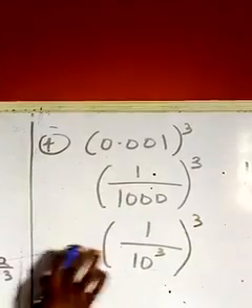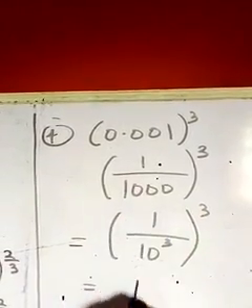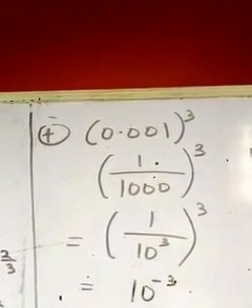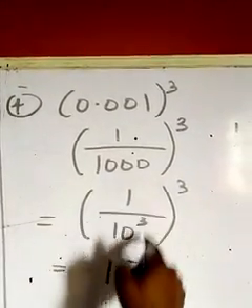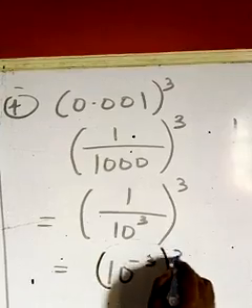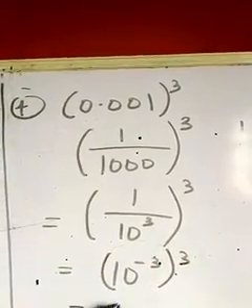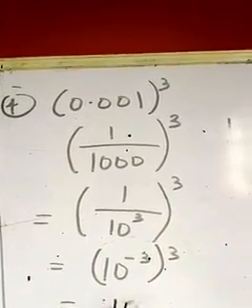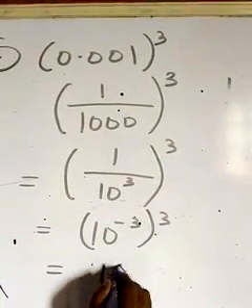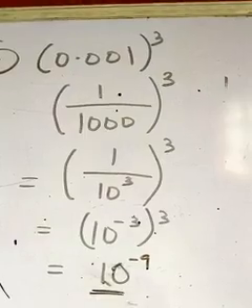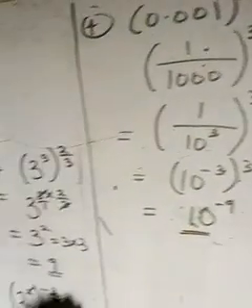And if you have anything like this in indices, you can convert it. It gives you 10 raised to the power minus 3. Remember from our law, this becomes this raised to the power 3. From the law again, this now becomes 10 raised to the power minus 3 times 3, which gives me minus 9. That's my answer: 10 raised to the power minus 9.